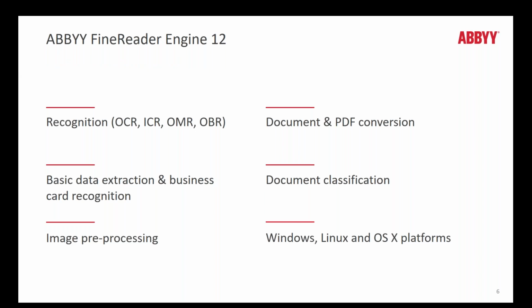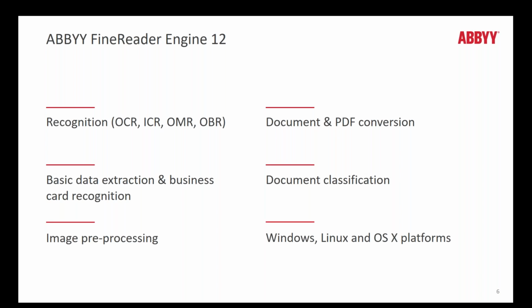So which technologies is FineReader Engine providing? This slide lists the main technologies of FineReader Engine. Also very briefly, when you integrate FineReader Engine into your application, you can extend it with recognition capability, including optical character recognition, so extracting machine printed text, also intelligent character recognition, so-called hand printed text, which you usually can see on forms filled in manually. Also optical checkmark recognition and barcode recognition.